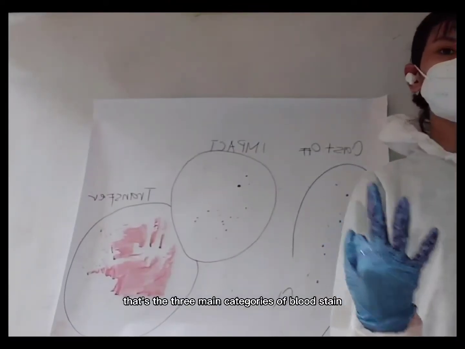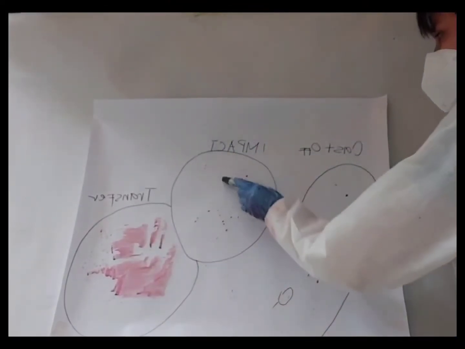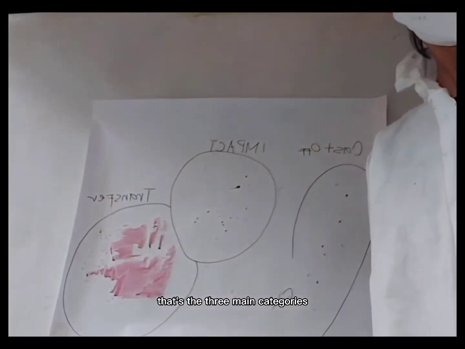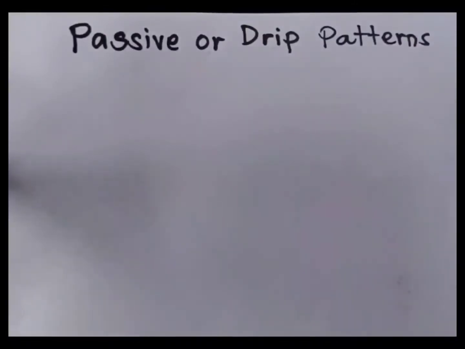Those are the three different stains: the impact, the cast off, and the transfer. Those are the three main categories. Now I'm going to show you the different blood patterns.